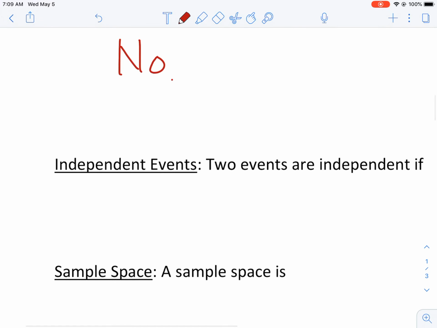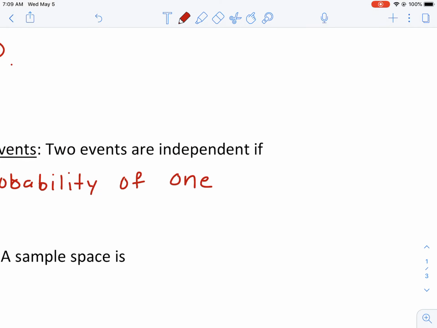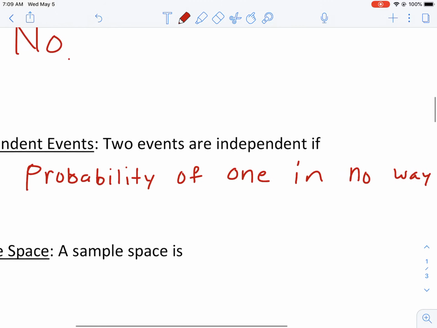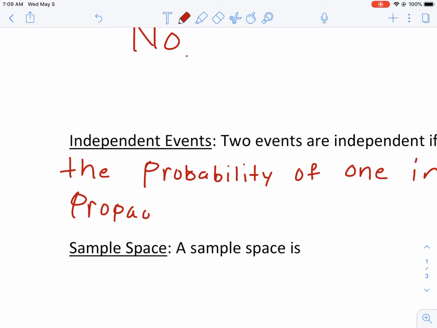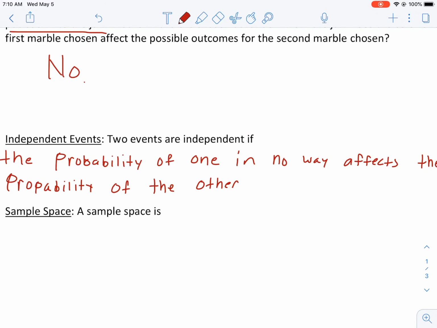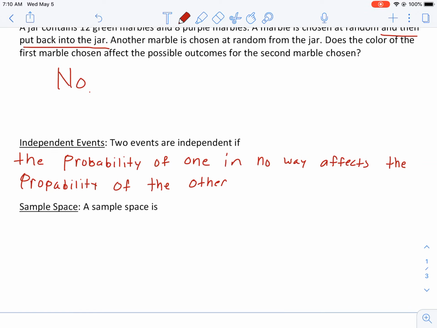So 2 events are independent if the probability of one in no way affects the probability of the other. Okay, so you can think of examples. If I'm flipping a coin and whether or not it's raining outside, okay? The fact that it's raining has no effect on the probability between me flipping a coin and getting heads or tails, okay? There's a million examples that you can think of, just 2 things that don't influence each other at all.